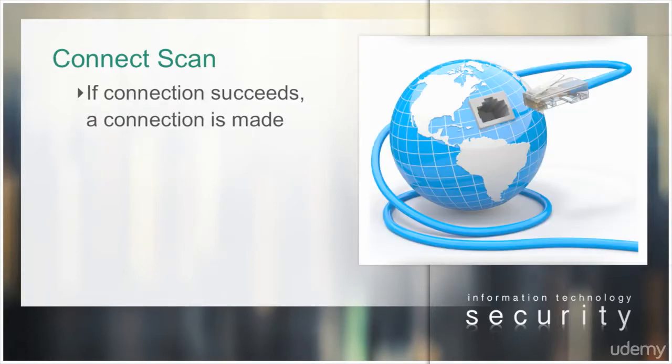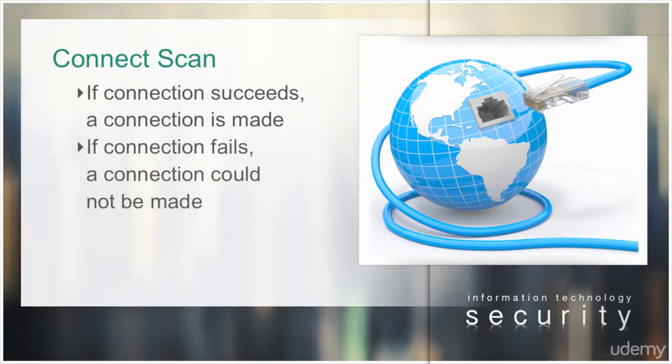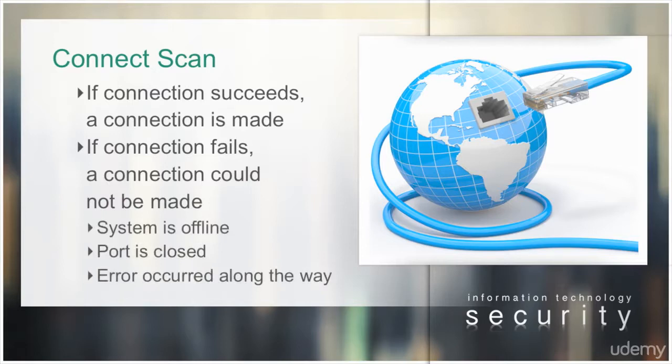Unix sockets programming uses a system call named Connect to begin a TCP connection to a remote site. If Connect succeeds, a connection was made. If it fails, a connection could not be made. It could be because the remote system is offline, the port is closed, or some other error occurred along the way. This allows a basic type of port scan, which attempts to connect to every port in turn and notes whether or not the connection succeeded. Once the scan is completed, ports to which a connection could be established are listed as open and the rest are said to be closed.